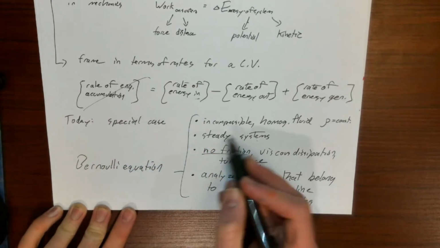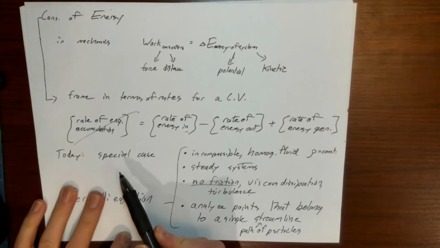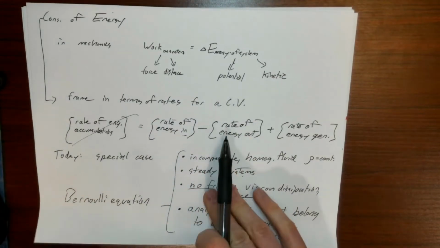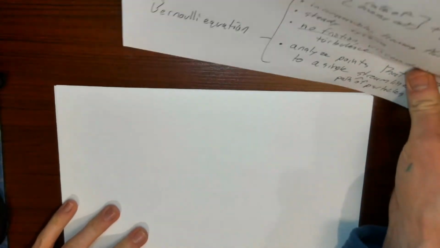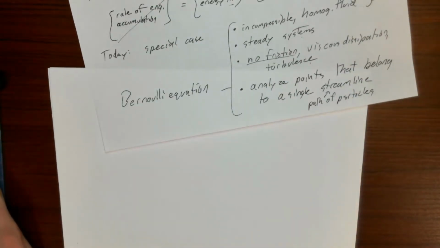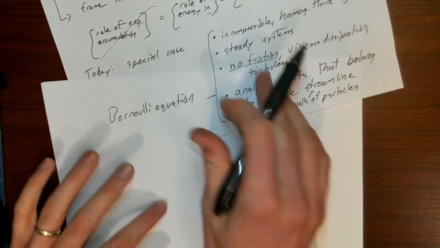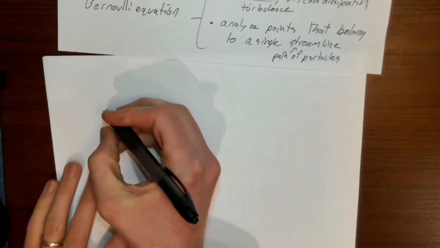So if you can make this set of assumptions, then you can use the Bernoulli equation to relate energy, work, etc. on a flow. So let's plop down the Bernoulli equation and explain what some of the terms mean. So here's the Bernoulli equation. The Bernoulli equation analyzes points that belong to a streamline. So let's just imagine we had some flow.